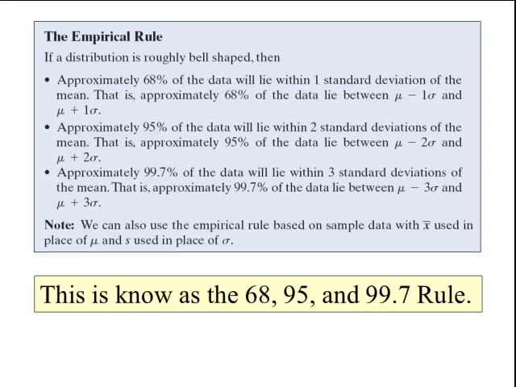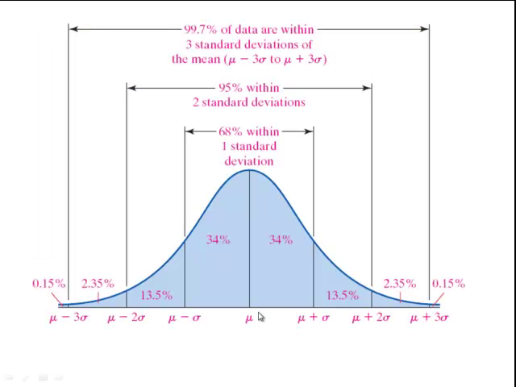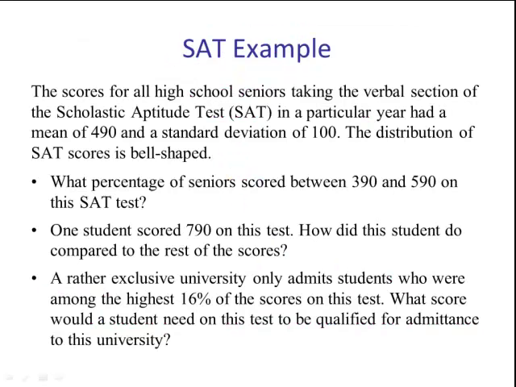Let's look at this rule visually. We have the mean here in the middle, and if we go one standard deviation below and one above, this is going to contain 68% of the data. If we go two standard deviations below the mean and two above the mean, that's approximately 95% of the data. And if we go three standard deviations below the mean and three above, this is going to contain approximately 99.7%, or pretty much all the data. Let's look at an example.